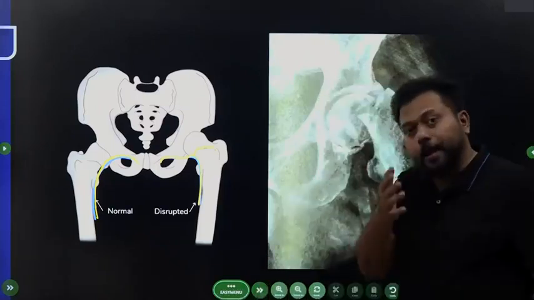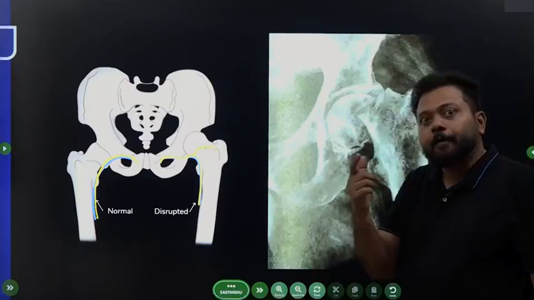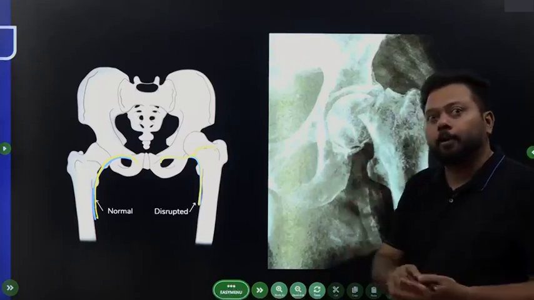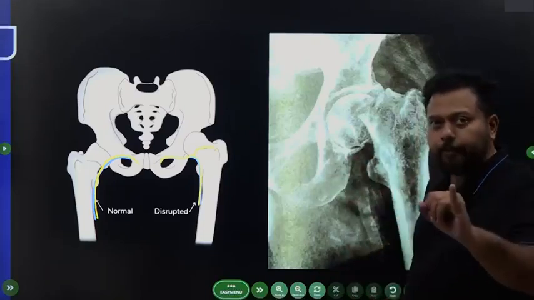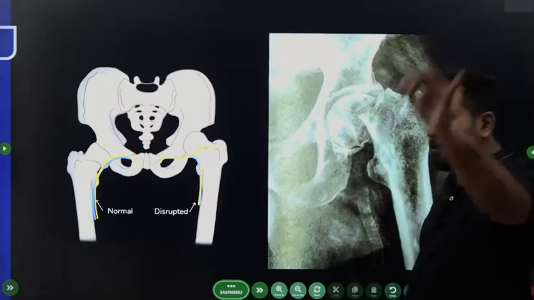So they will ask a question in AIIMS like this: all are causes of breakage of Shenton's line except. So what are the three differential diagnoses? Fracture neck of femur, posterior dislocation hip, congenital dislocation hip.